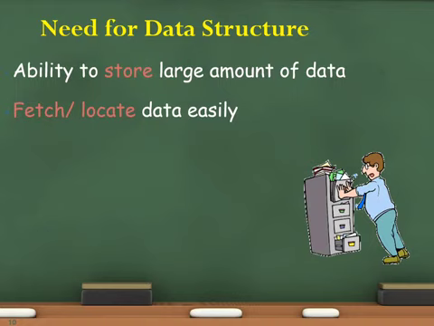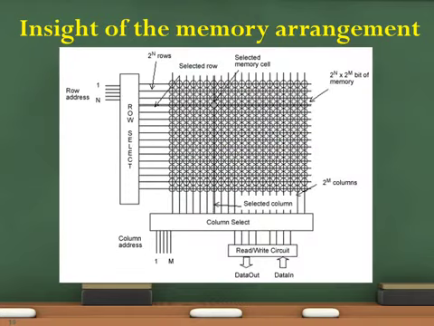Now let's see the need for the data structure. There are 2 points. First point is that it will be easy for us to save a large amount of data in the computer. Second point is that when there is a requirement, it will be easy for us to fetch or locate the data from the computer memory. Now let's have an insight of the memory arrangement.